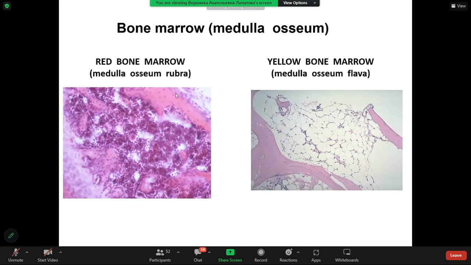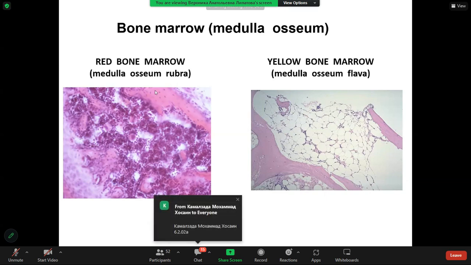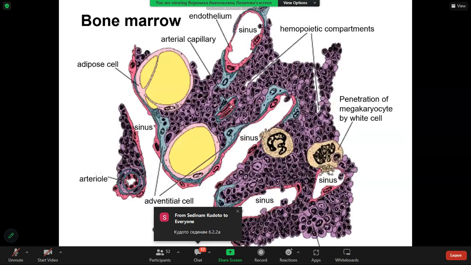What is this tissue? This is bone tissue. What is this compartment? Hematopoietic. And this part, stromal compartment of adipose.